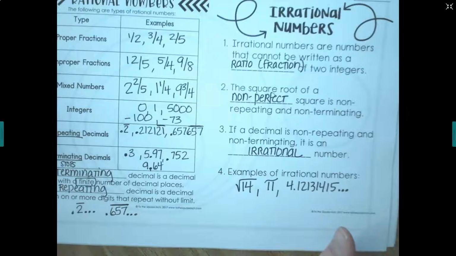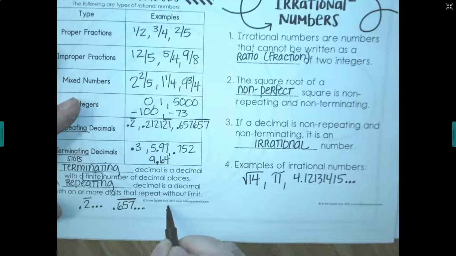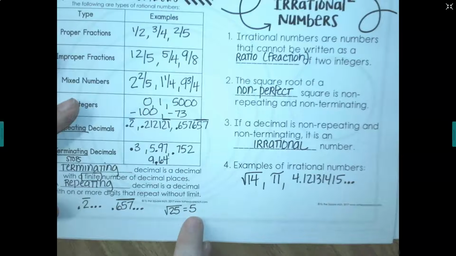Okay, I do want to put in here another example over here for irrational. You could have the square root of a perfect square. So 25 is a perfect square. The square root of 25 is just 5. That's a nice natural number or a whole number. It's an integer, so we're going to say that's rational.